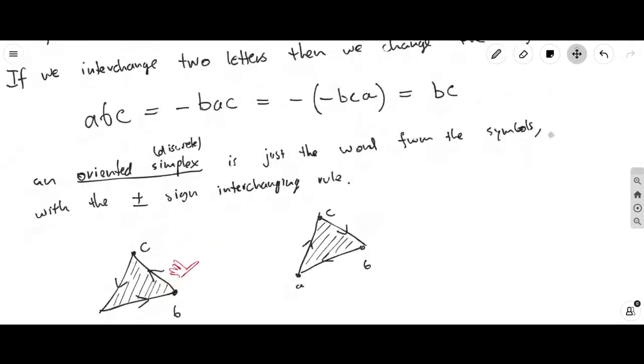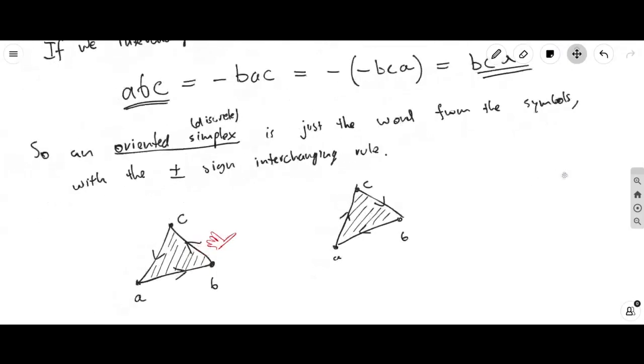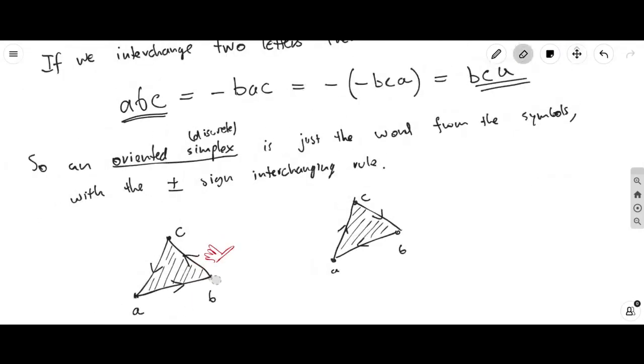And of course, as we remarked over here, this word and this word have the same orientation. If you have BCA, if you start at B, you go B to C, then C to A to B, you can see that this word over here and that word over there visually represent the same simplex with the same side that is facing towards you. So that's how the orientations work.